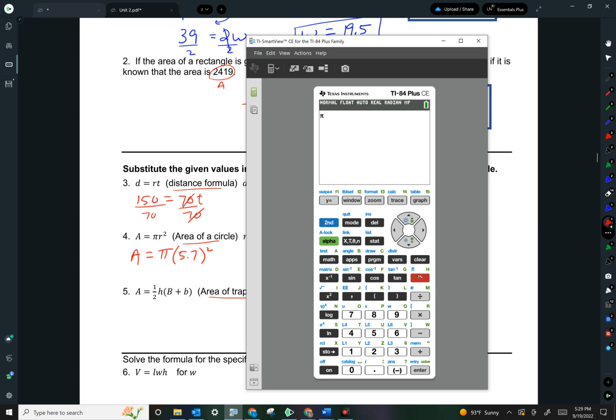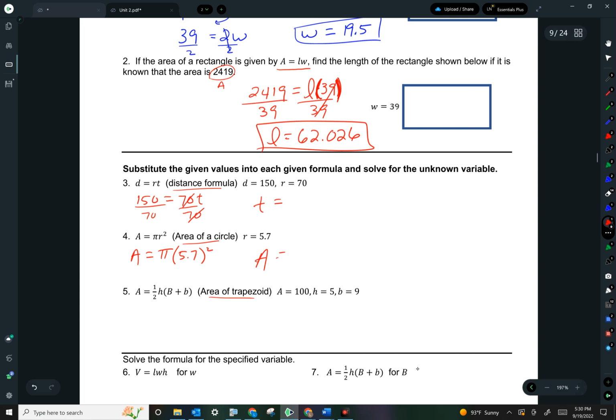And then I want 5.7 squared, and I can type it in exactly the way I see it right here. So I'll put parentheses, 5.7, close parentheses. And you'll notice this key over here on the left side where it says x squared. If I click that, that's going to square the 5.7. And if I do that, it's going to automatically plug in the full 3.14 and so on, and that's going to give me, rounded to the thousandths, 102.070. So A equals 102.070.